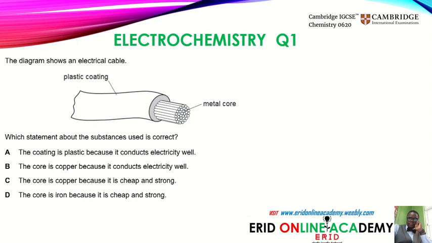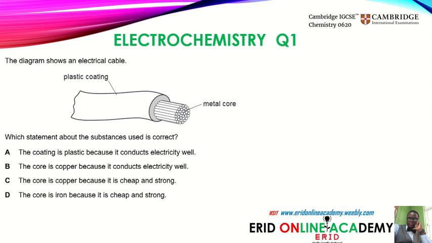Let's go straight to question 1. The diagram shows an electrical cable. Which statement about the substances used is correct? If you look at this question, you need to cast your mind back to the uses of metal.